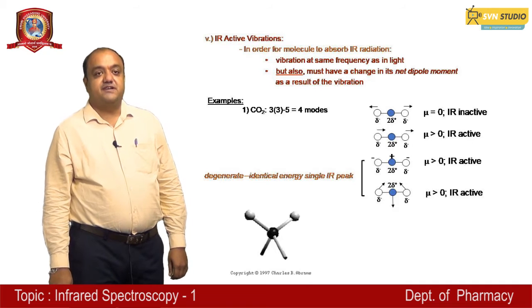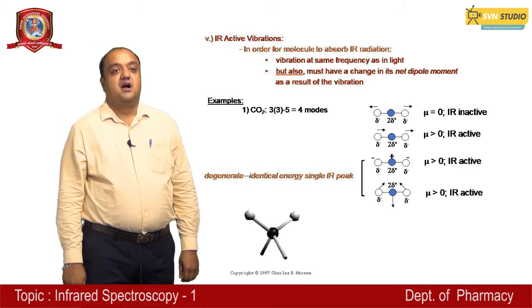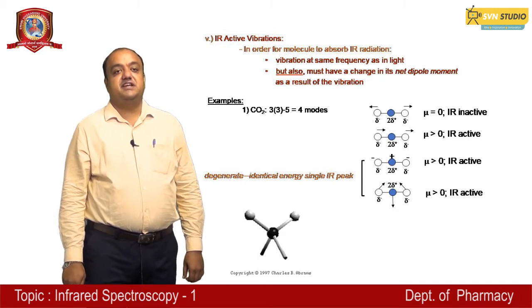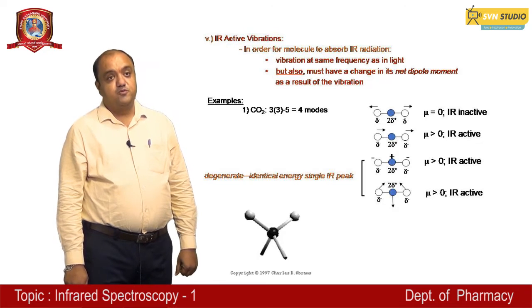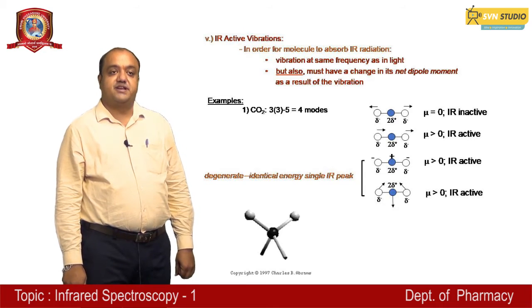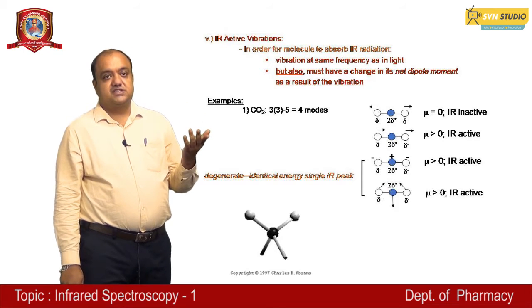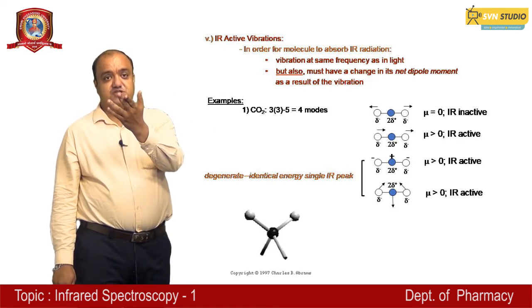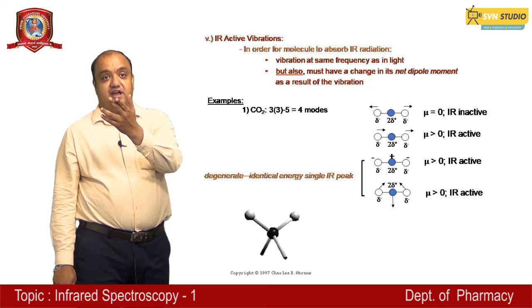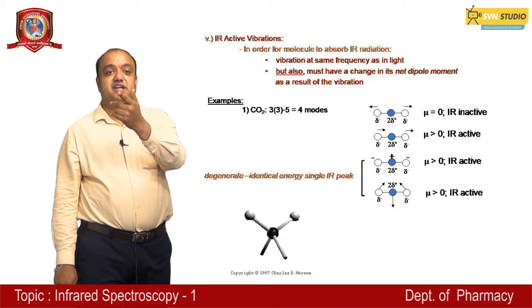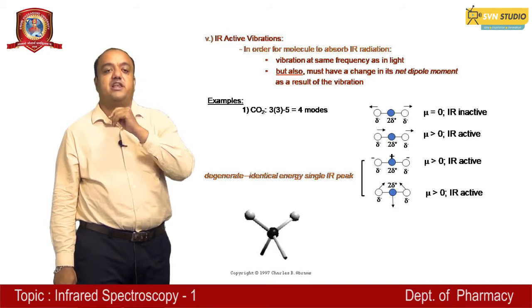Vibrations must be at the same frequency as the light, but also must have a change in the net dipole moment as a result of the vibrations. For example, carbon dioxide has 4 modes, where mu equals 0, which is an IR inactive molecule, and if mu is greater than 0, then it is an IR active molecule.